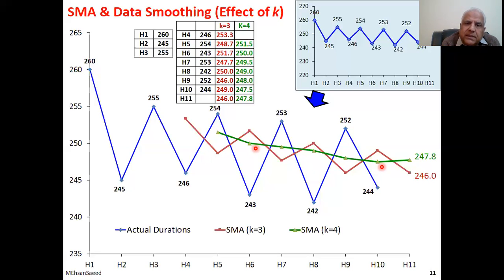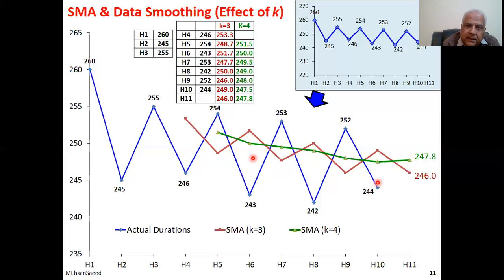And the third point is, if you compare these forecast values with the previous actual value, actual, not the forecast, previous actual value, you find that higher the value of k, farther is the forecast from the previous actual. Let me repeat. Higher the value of k, farther is the forecast from the previous actual.